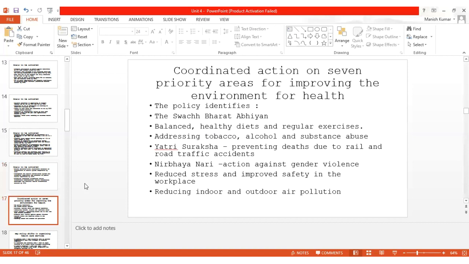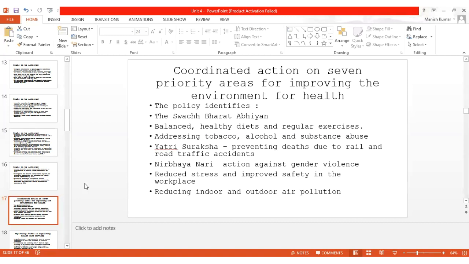This National Health Policy talks about coordinated action on 7 priority areas for improving the environment for health. So what are those 7 priority areas? One is Swachh Bharat Abhiyan. Second is having a balanced, healthy diet and regular exercise. Third is addressing tobacco, alcohol, and substance abuse. Fourth is Yatri Suraksha. This talks about preventing deaths from accidents, road traffic accidents, and train accidents.